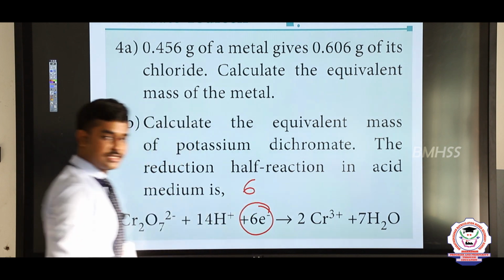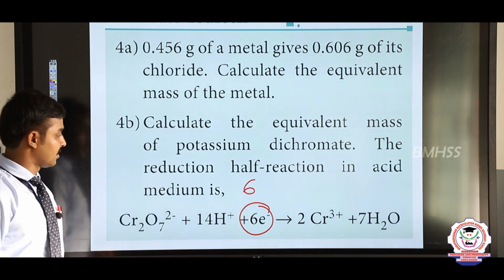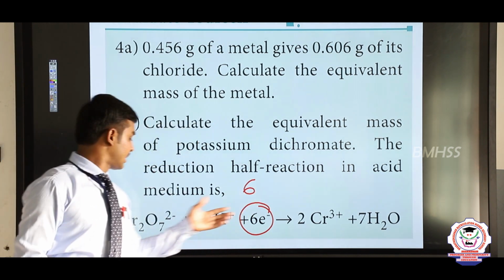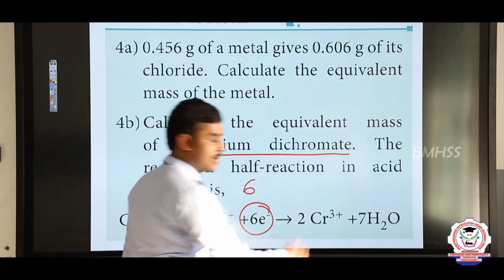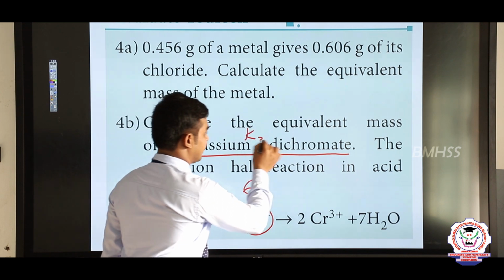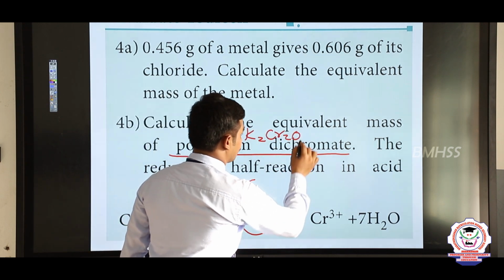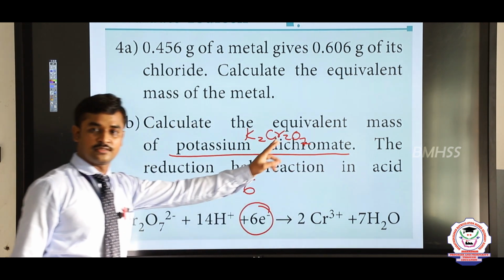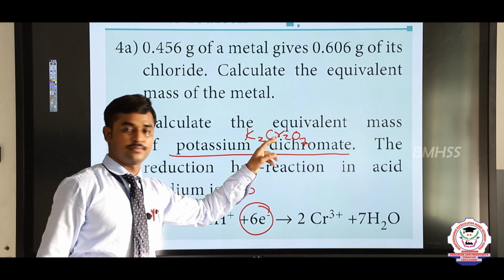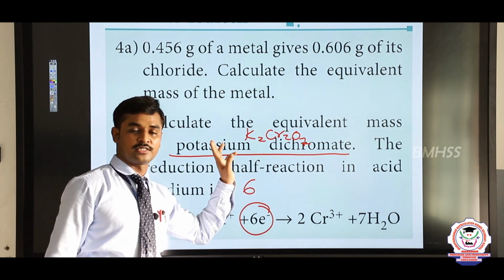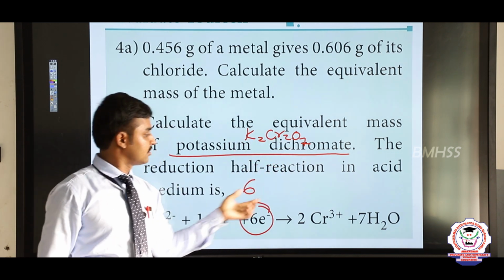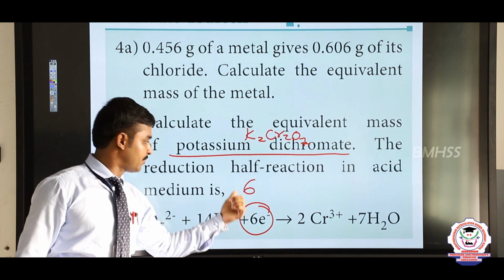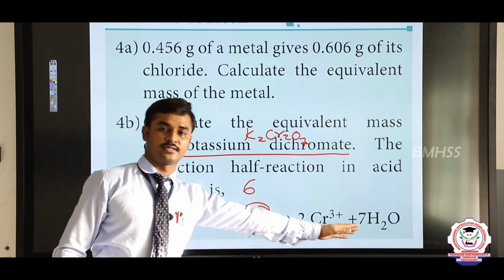So the equivalent factor in this reaction is 6, and you need to find the molecular mass of potassium dichromate. The formula is K2Cr2O7, with 7 oxygen, 2 chromium and 2 potassium. You need to find the total mass of the elements, and divide the total mass by the equivalent factor, and this is the answer.